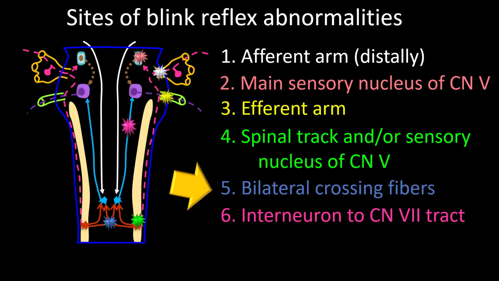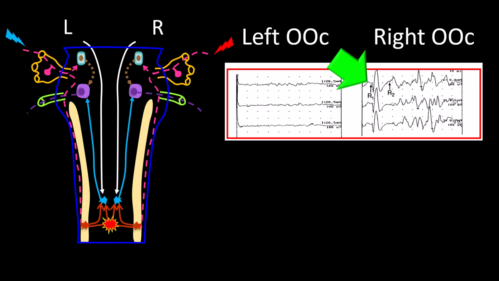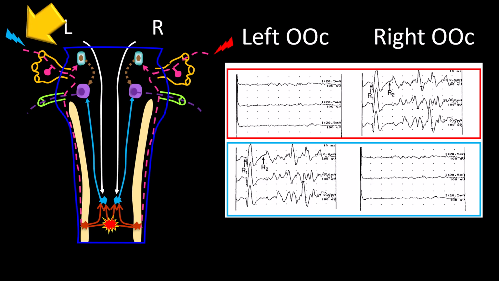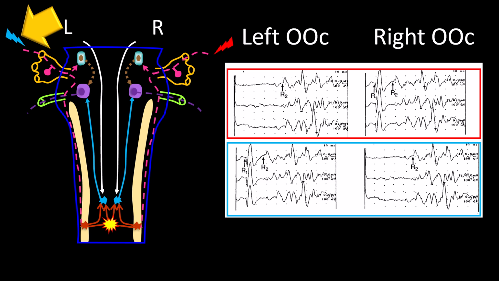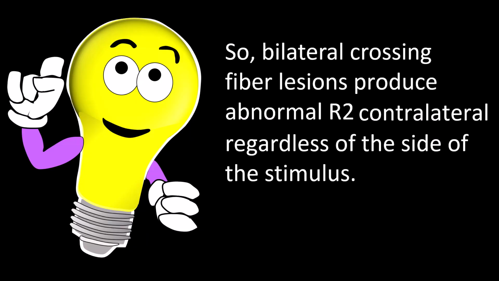A lesion affecting the bilateral crossing fibers, if of the current interrupting type, upon right-sided stimulation generates normal R1 and R2 ipsilateral, but R2 contralateral will be absent. Upon left-sided stimulation, R1 and R2 ipsilateral will be normal, R2 contralateral absent. Lesions producing conduction slowing, upon right-sided stimulation, we will see normal R1 and R2 ipsilateral, but delayed R2 contralateral. Left-sided stimulation will show normal R1 and R2 ipsilateral, but delayed R2 contralateral. So bilateral crossing fiber lesions produce abnormal R2 contralateral regardless of the site of the stimulus.